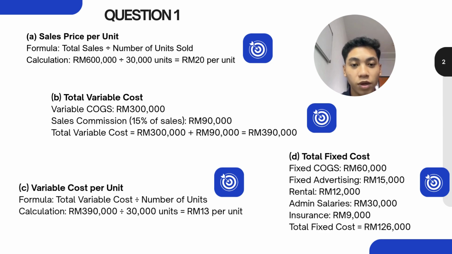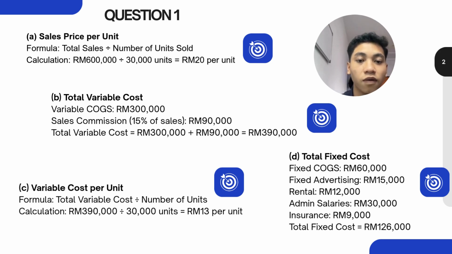First, the selling price per unit. The selling price per unit is calculated by dividing total sales of 600,000 ringgit by the number of units sold, which is 30,000 units. Therefore, the selling price per unit is 20 ringgit per unit. Next, we go to the total variable cost.